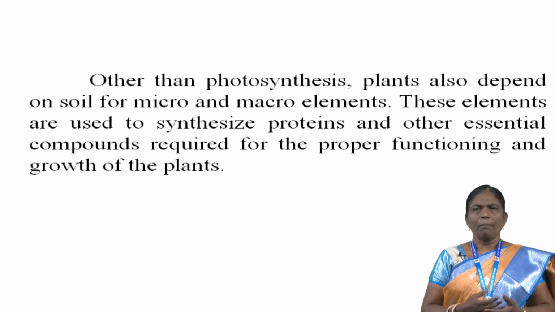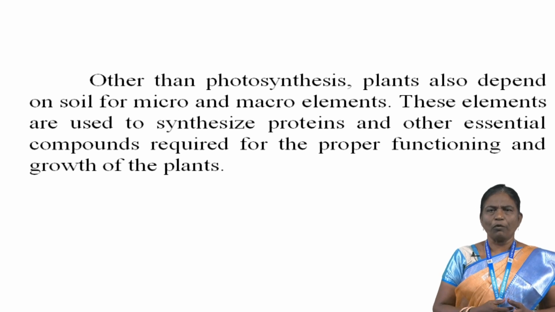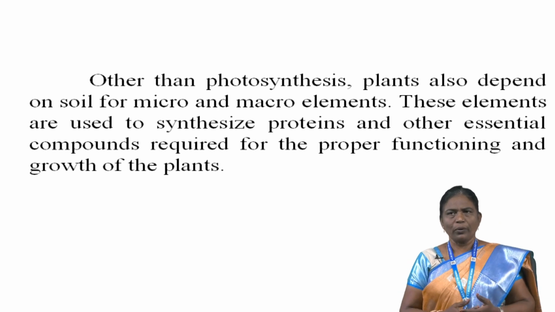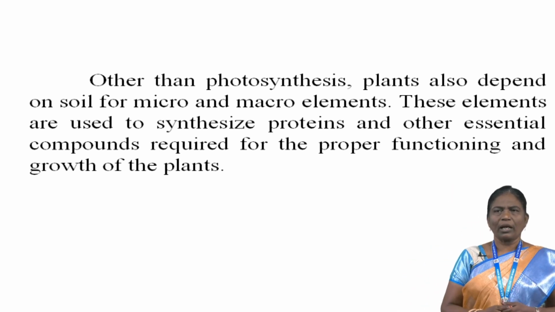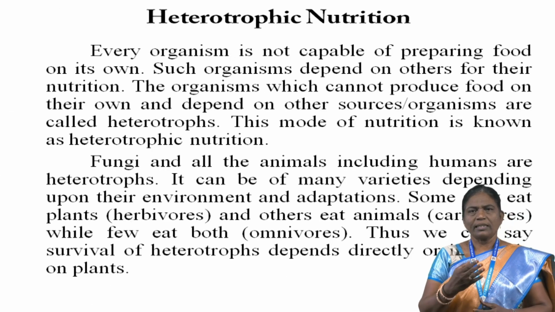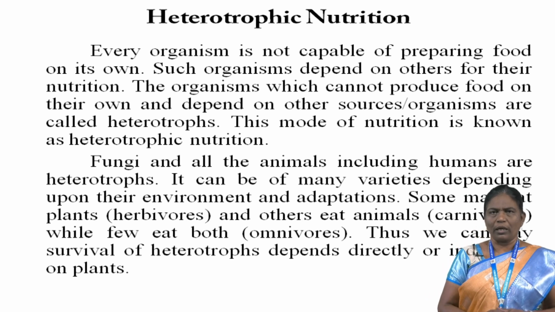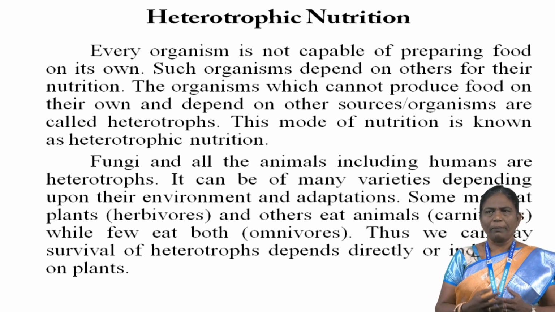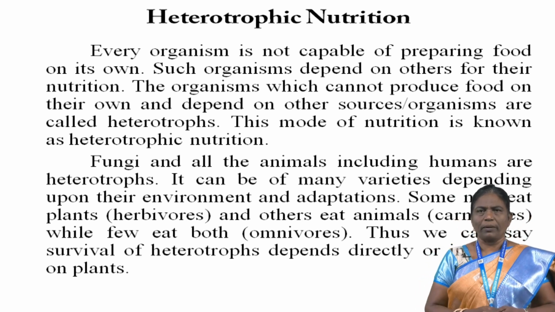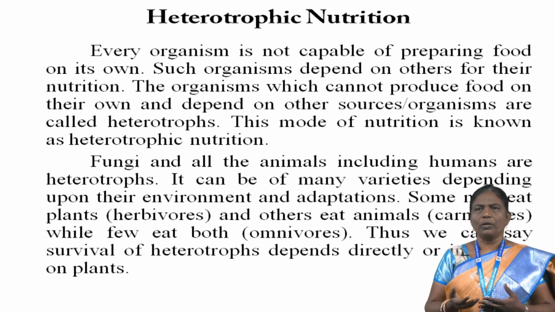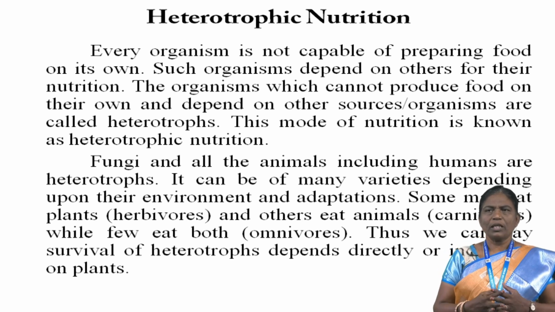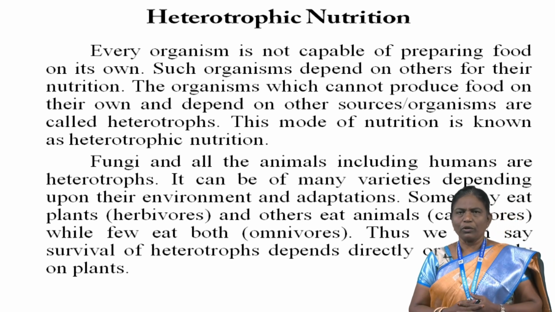Other than photosynthesis, plants also depend on soil for micro and macro elements. These elements are used to synthesize proteins and other essential compounds required for the proper functioning and growth of the plants. Let us see something about heterotrophic nutrition. Every organism is not capable of preparing food on its own. Such organisms depend on others for their nutrition. The organisms which cannot produce food on their own and depend on other sources or organisms are called heterotrophs. This mode of nutrition is called heterotrophic nutrition.